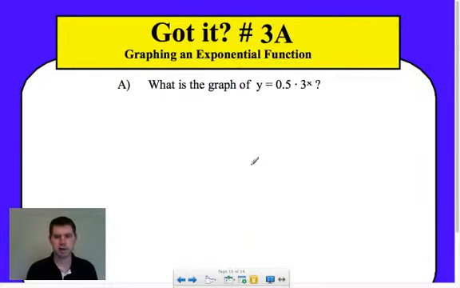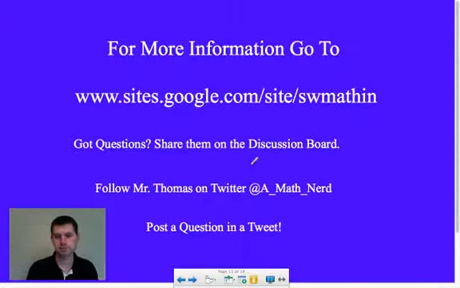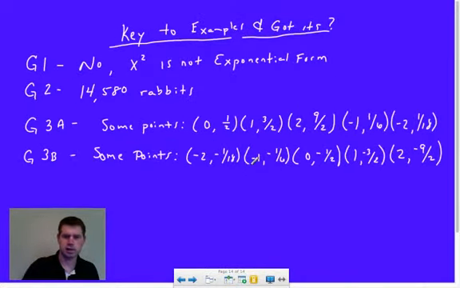Okay, so try Got It number 3, part A, and Got It number 3, part B. I'll give you some points here in a second that you should have if you follow kind of the same repetition that I did. Okay, so that's it for this lesson, and there's your answers for this particular problem for these keys. So check your answers to that, and I'll definitely cover this a little bit tomorrow in class.